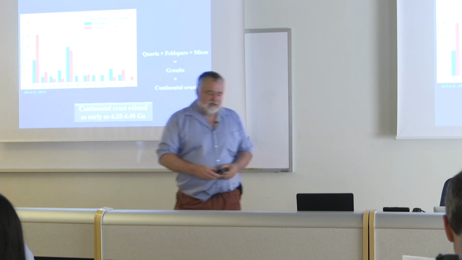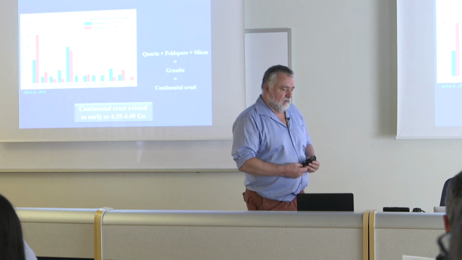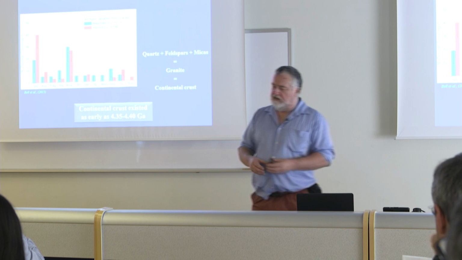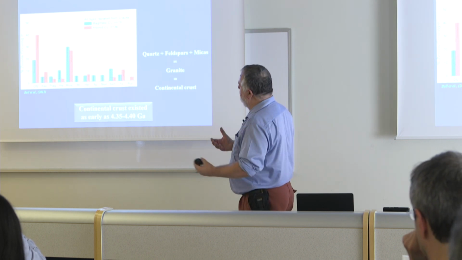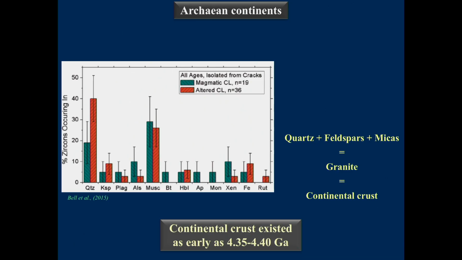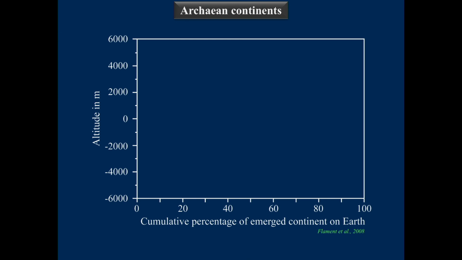So we have seen that the Jack Hills zircons say that continental crust existed very early on Earth. This is due to the fact that we have found granite minerals as inclusions in these zircons. Now, some people try to discuss the percentage of emerged continent on Earth.